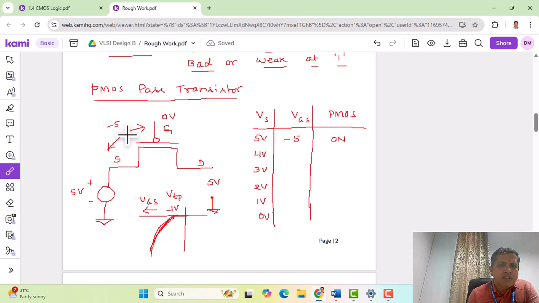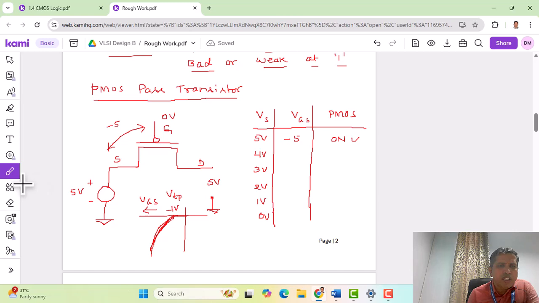So as per this, when VS is at 5 volts, VGS is going to be minus 5. So the transistor is on. The voltage applied at the source will be available at the drain. So this passes 5 volts efficiently. So PMOS is strong at logic 1, or strong at 5 volts. Let us see other possibilities.